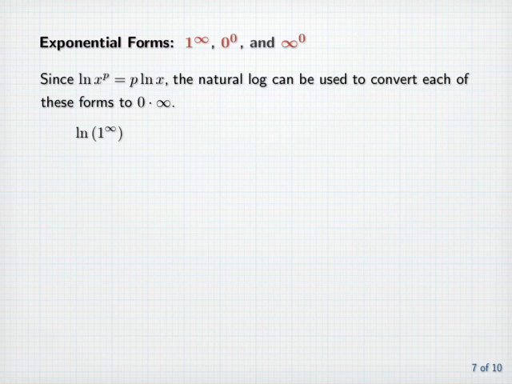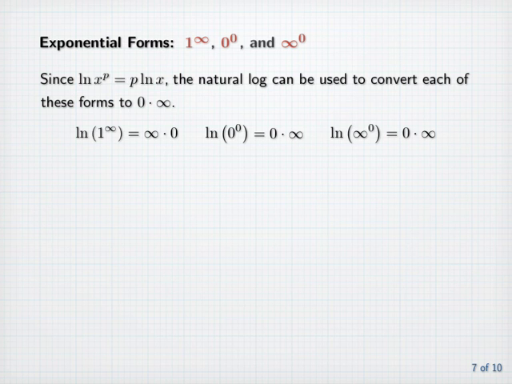The natural log of a 1 to the infinity form converts to an infinity times 0 form. The natural log of 0 to the 0 power converts to 0 times log of 0 being infinity, actually minus infinity, and log of infinity to the 0 becomes 0 times log of infinity, or 0 times infinity.